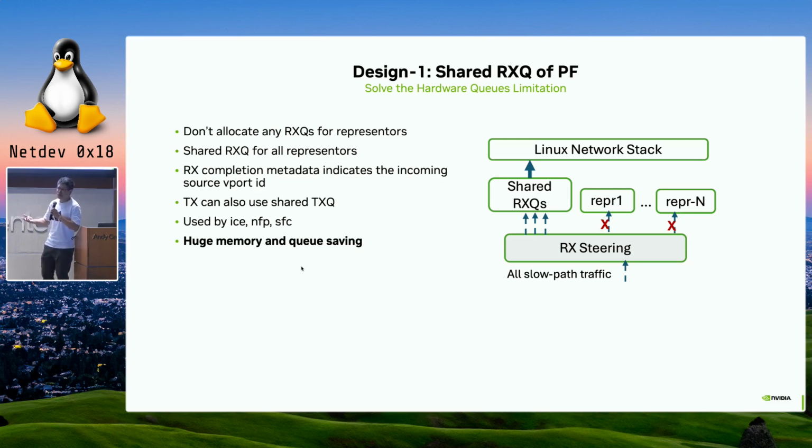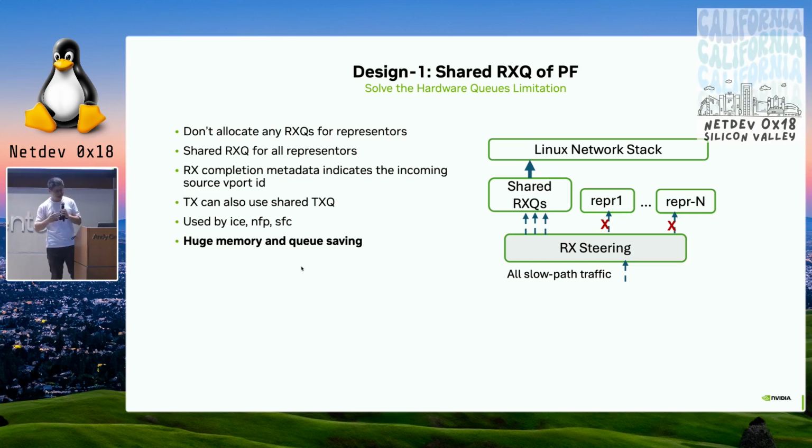If you want to save more, all the packets sent out from the representor just use the uplink, use a shared TxQ, for example. This model has been implemented today by drivers such as ICE, NFP, and SFC. So there is huge memory saving, and if you increase your representors, you still use constant memory, right?